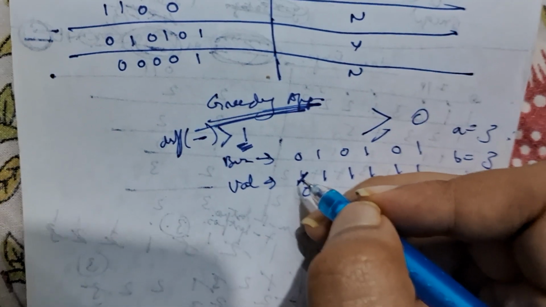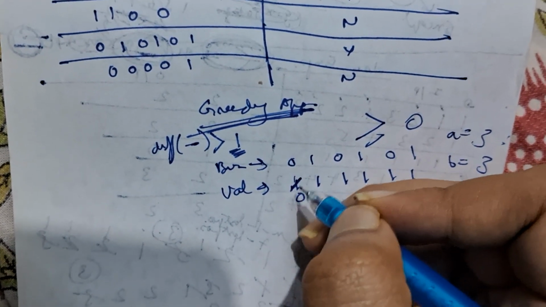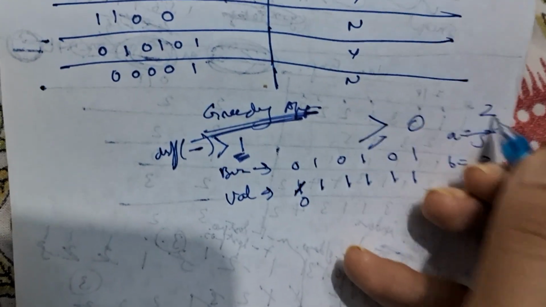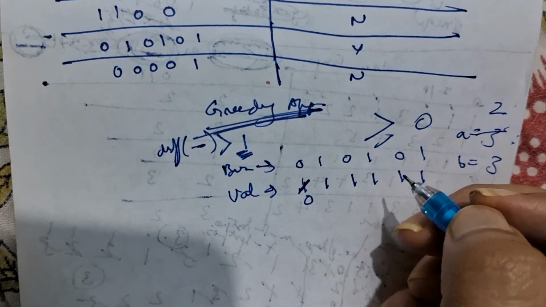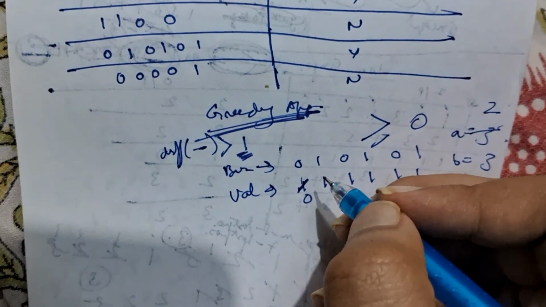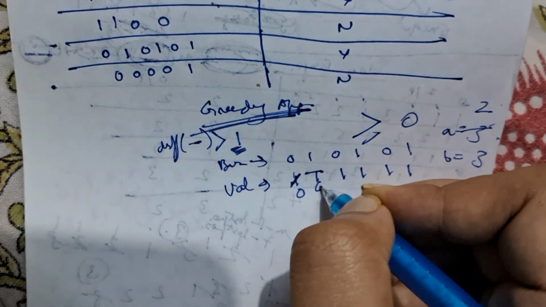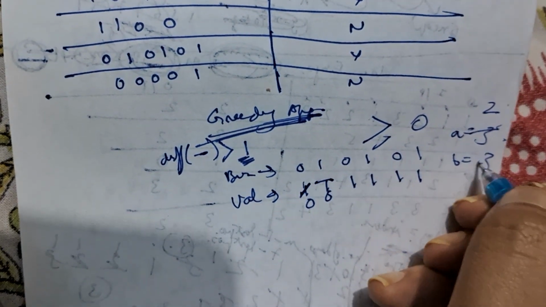Now the value that A gets becomes 2. So 3 minus 2 is 1. Is it greater than 1? Nope. So now we are going to delete this and make it 0, and so this becomes 2.